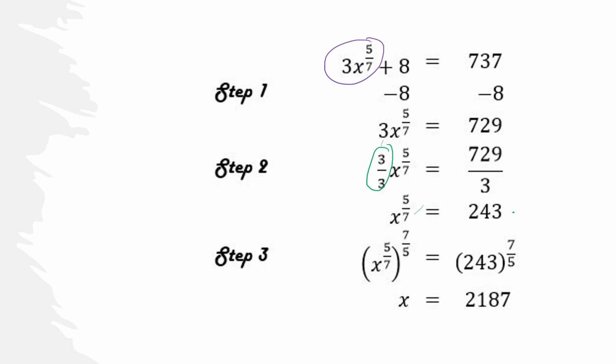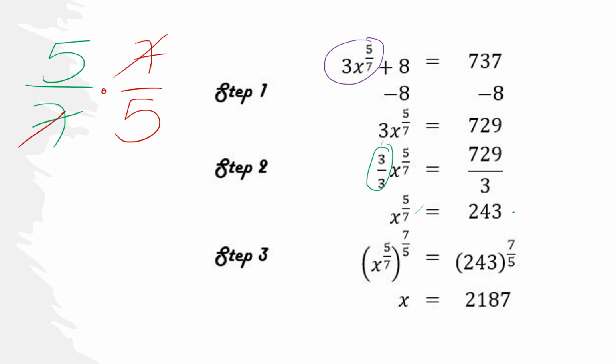Oh, but the x is raised to the power of 5 over 7. So we know the reciprocal of 5 over 7 is 7 over 5. When you multiply like that, you cancel out. This also becomes 1. So we have x alone, or x to the power of 1. And then on the right, we have 243 raised to the 7 over 5. You can put that in the calculator. 243 raised to the power of 7 over 5, you're going to get 2187.